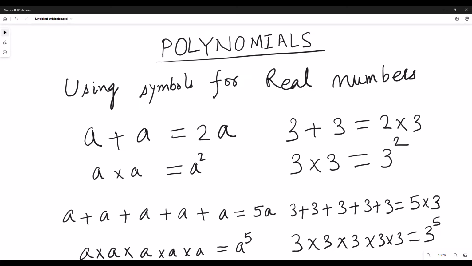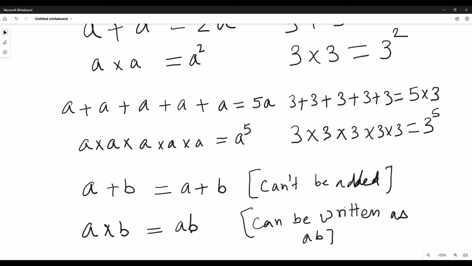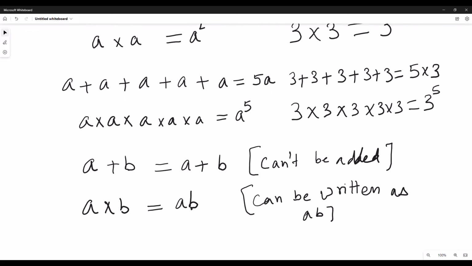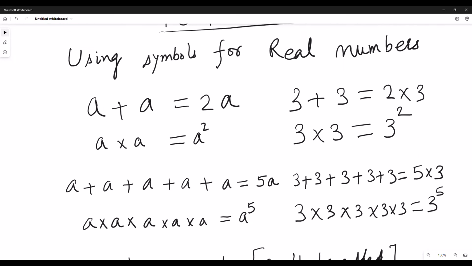So this is a very simple thing, but let us not get confused with this. Like a added 5 times is 5a and a multiplied 5 times is a to the power 5. Likewise, if you are told to add a plus b, then a plus b is only a plus b. We cannot add it further. And a multiplied by b, we can write in the form of ab. So this is the basic we start with. And algebra is the use of symbols for real numbers.